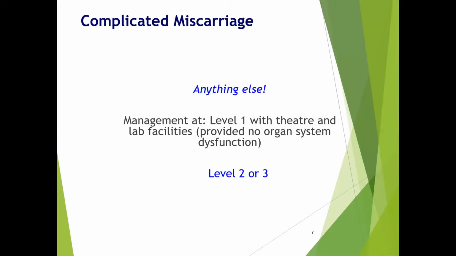Anything else, the patient will be managed at either level 1 and level 2 or 3. Those that can be managed at level 1 hospitals are patients with miscarriage, and that level 1 hospital should have a theater facility. Remember, the ones you're going to manage in non-theater circumstances are those which are stable and 12 weeks and less. Anything above that should be managed in theater. For level 1, the patient must have no organ system dysfunction. And if the patient has organ system dysfunction, they must be referred to level 2 or level 3.